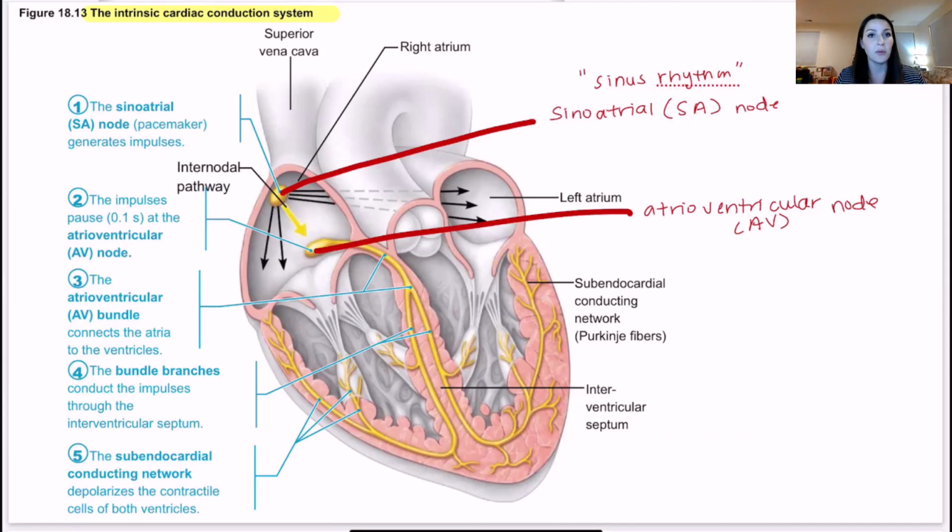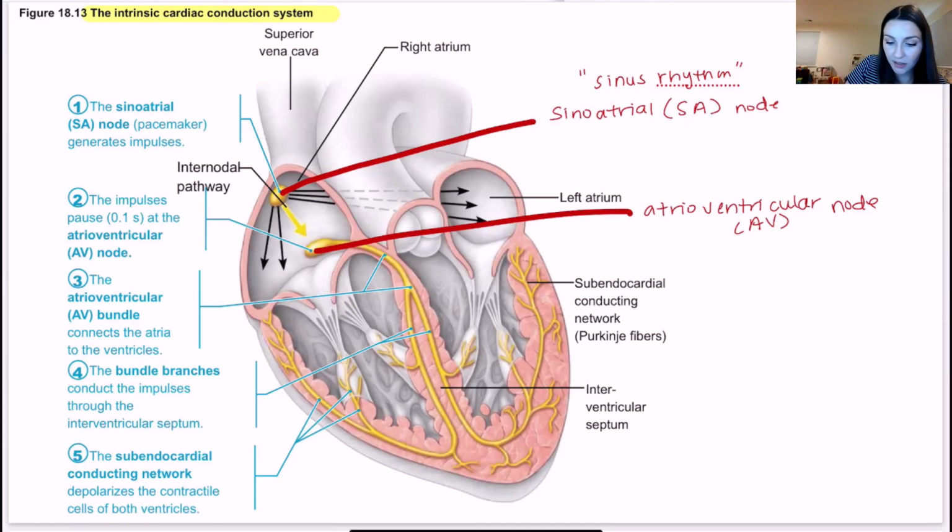So then the impulse, the original thing, comes from the SA node. That's this guy. It spreads to the AV node, that guy. And then that impulse travels down these branches. Those branches are called the AV bundle or the bundle branches. They're also called the bundle of His.